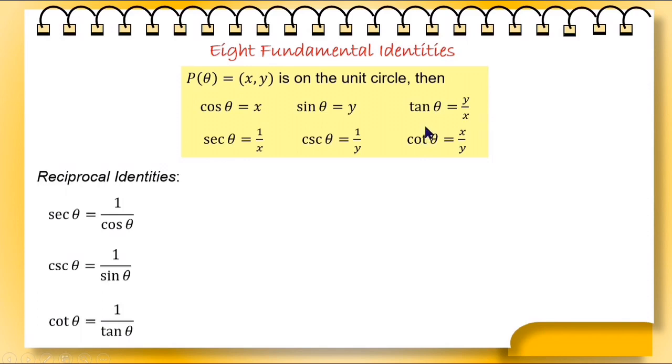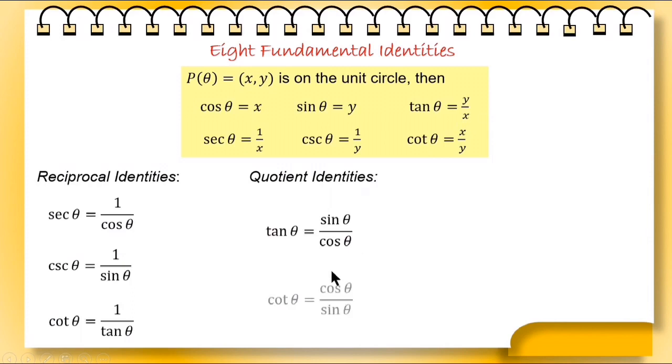Also note that since tangent theta is equal to y over x and cotangent theta is equal to x over y, they can be expressed in terms of sine and cosine. That is, tangent theta is equal to sine theta over cosine theta. Remember, x is cosine while y is sine. For cotangent, we have cotangent theta is equal to cosine theta over sine theta, x over y. These 2 identities are called quotient identities.